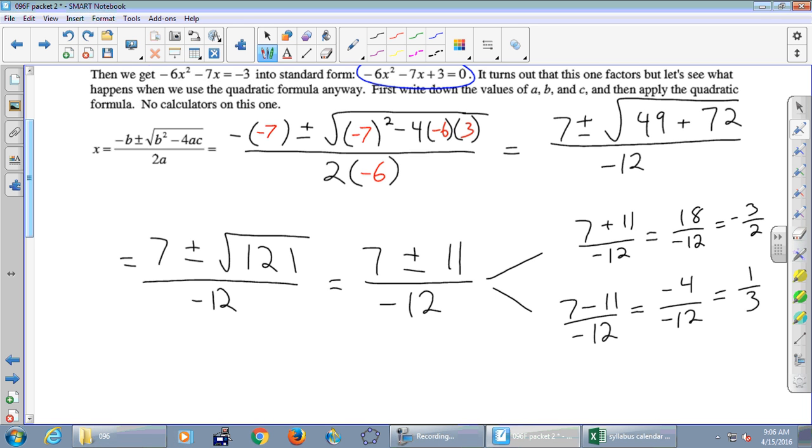Questions on that? Yeah, only because we had a perfect square. But almost every other problem is going to still have a square root in there, and then there's no reason to split. Other questions?